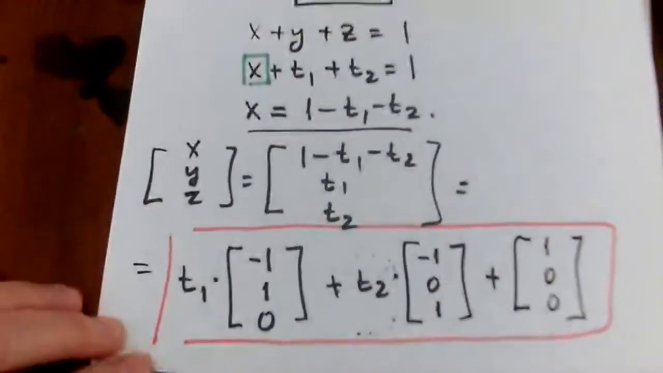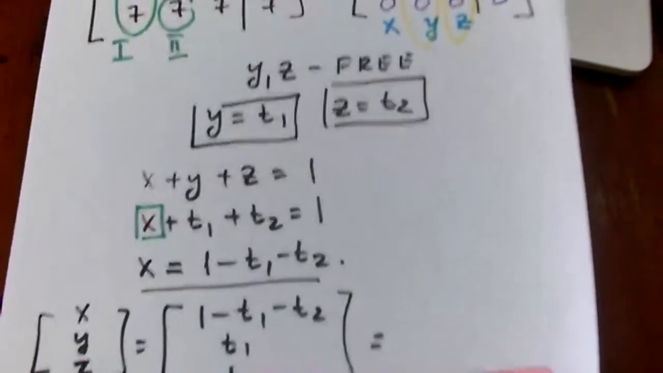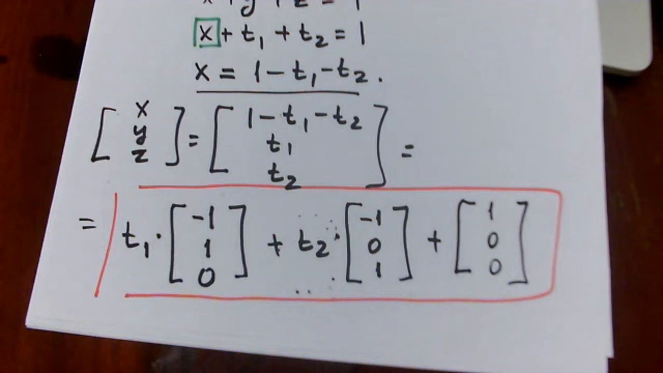So I hope that the picture is quite clear for you, but maybe you are wondering what happens if you don't have free variables at all. Let's go through this example as well. So this is going to be our third example.